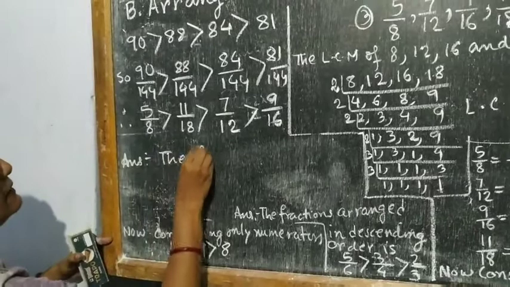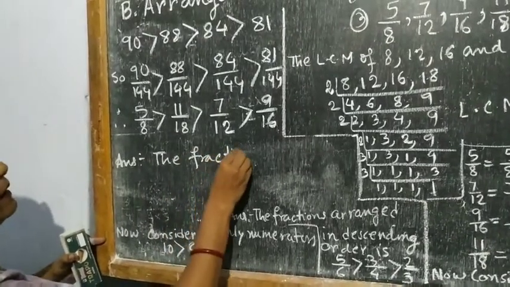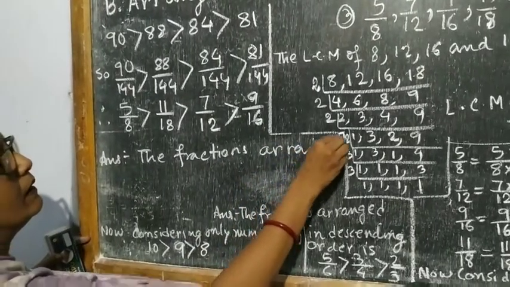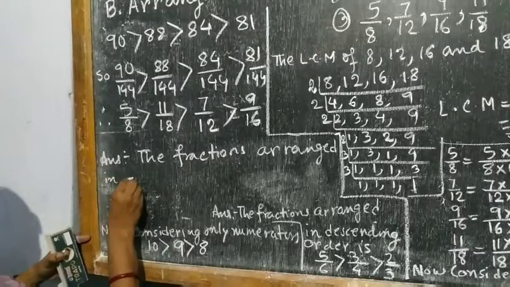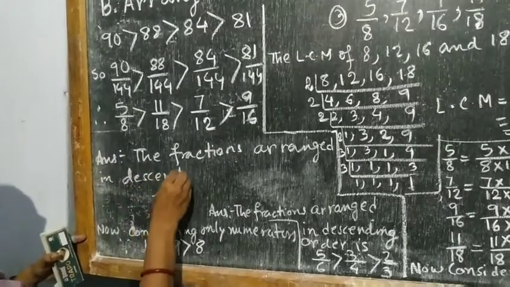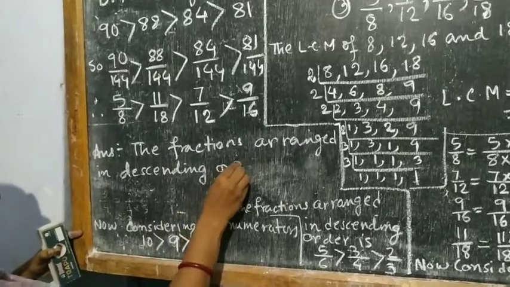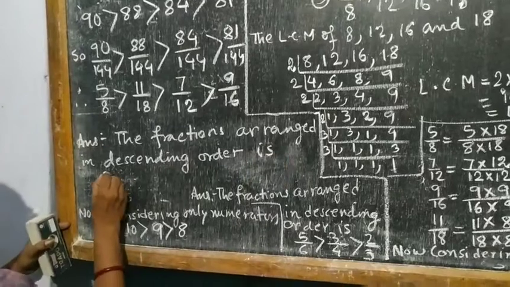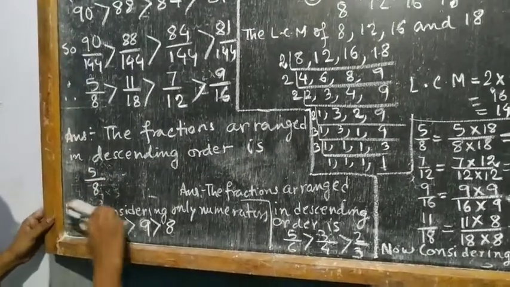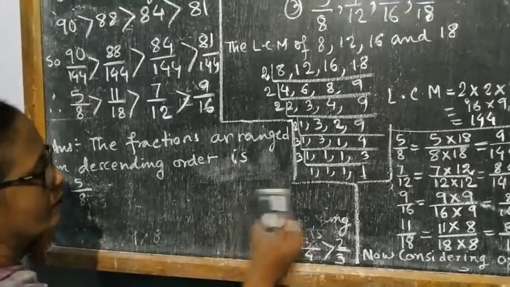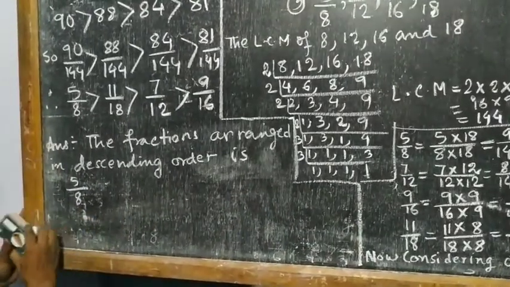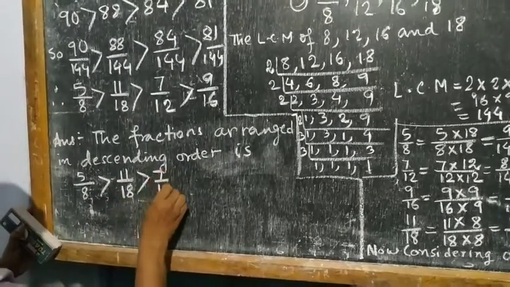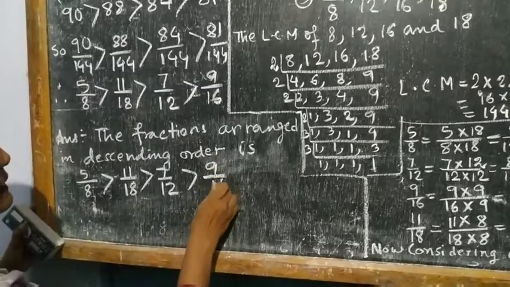So the answer, the fractions arranged in descending order is 5 by 8, 11 by 18, greater than 7 by 12, greater than 9 by 16.